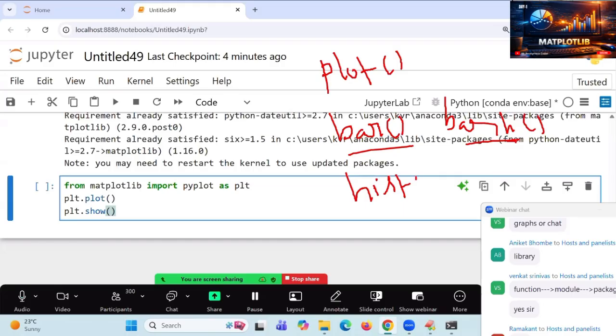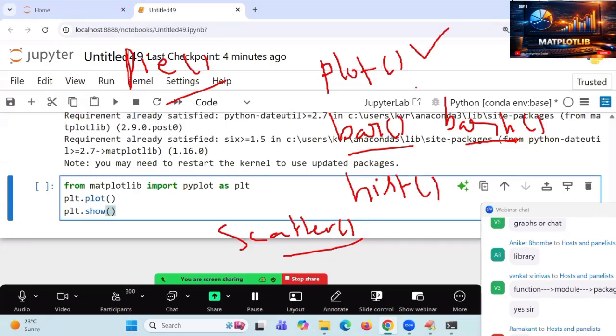Hist. What is this now? To draw the histogram. Next is called what? Scatter. What is the scatter of? To draw the scatter plot. Next is called what? Pi of. What is the function name? To draw what? Pie plot. What are the function names? Number one, plot of, bar of, bar h of, hist of, scatter of, pi of.